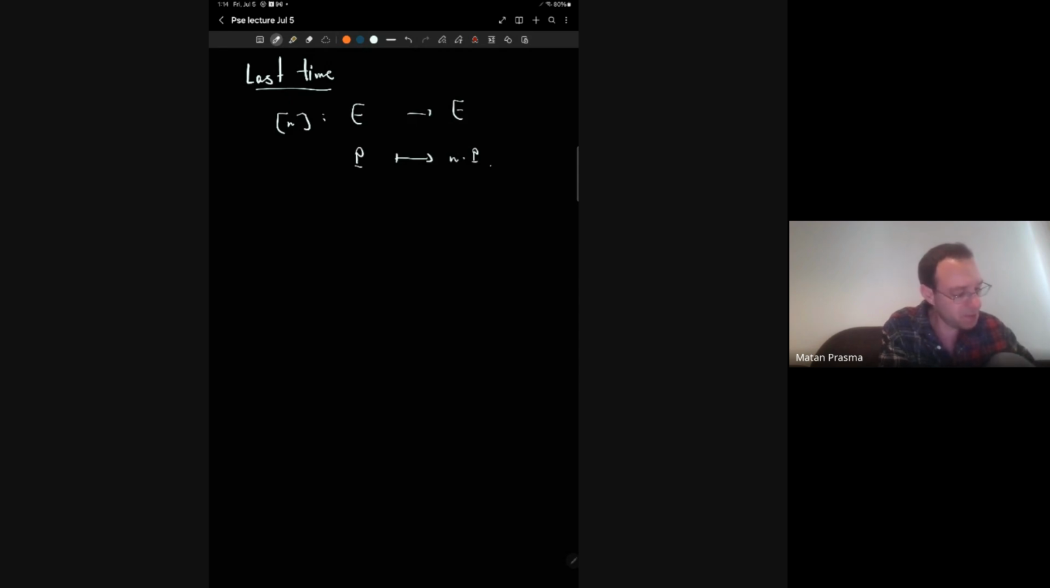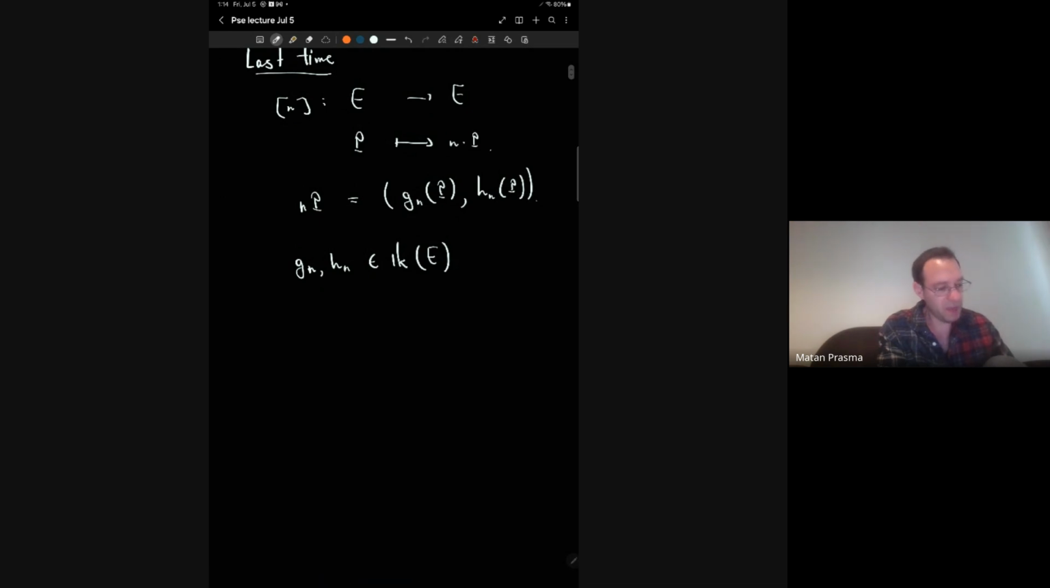And we simply denote it nP. It has two coordinates, right? So this is two functions, two rational functions, G_n(P) and H_n(P). So G_n and H_n belong to the field of rational functions.